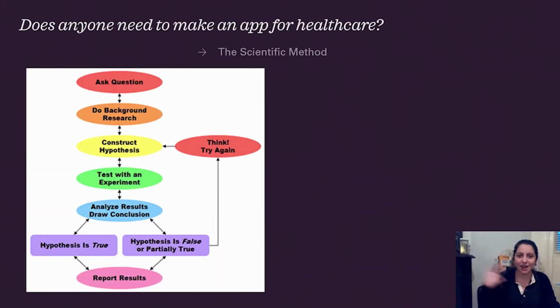So you can see me now. I'm in the corner of the screen. We're now on our next question. Does anyone need to make an app for healthcare? What's the point? We can answer this question using the scientific method.